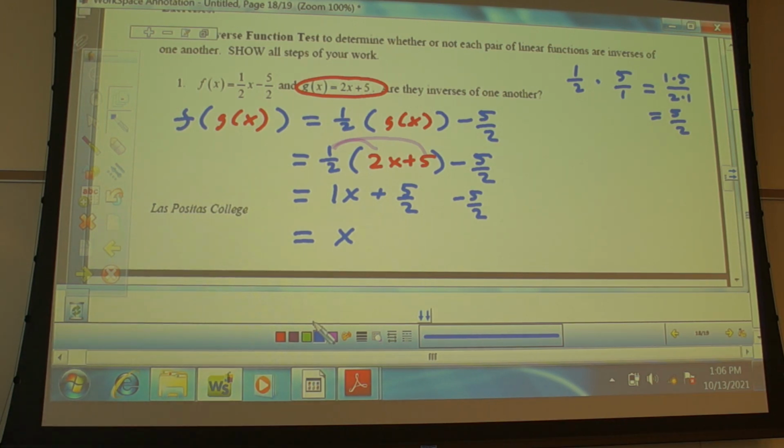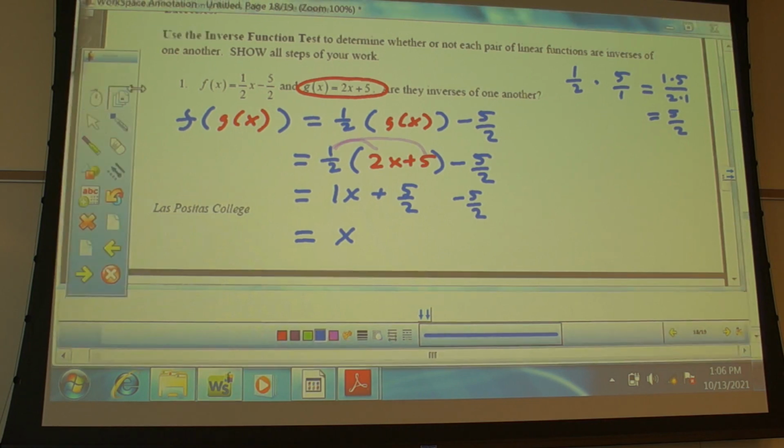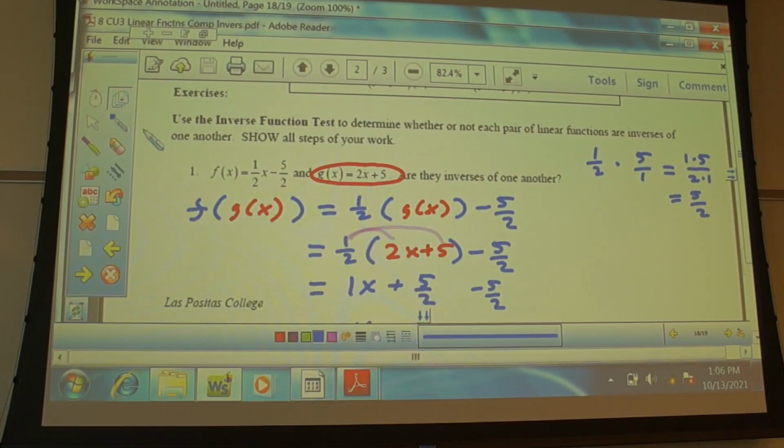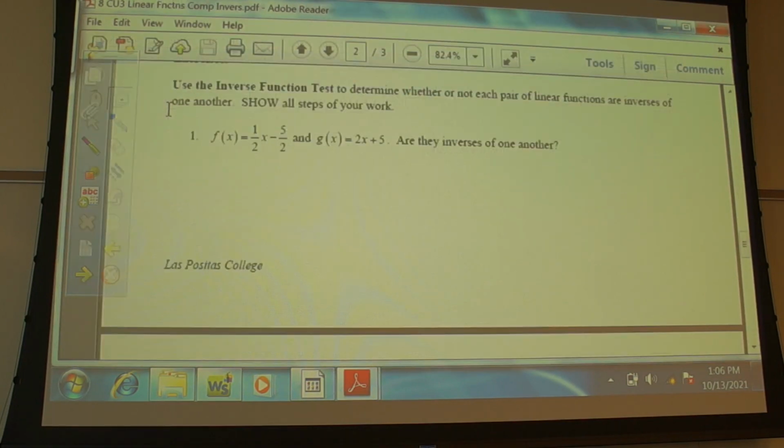Let's take a look at the next one. So that's done. Well, technically I should try the other way. Do you guys have room in your paper?